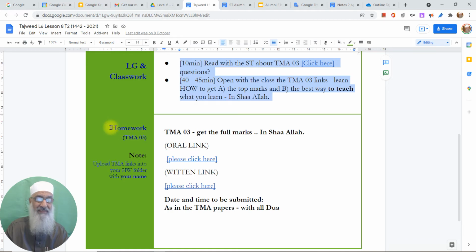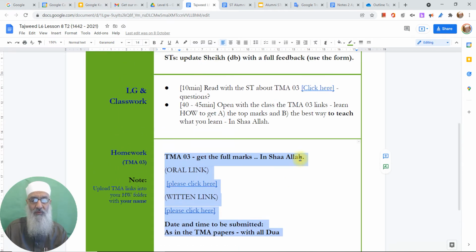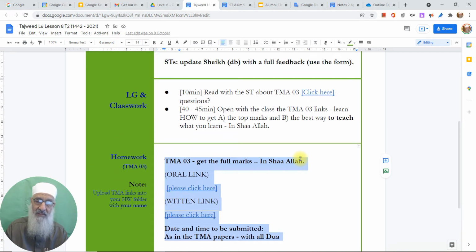The third part is always homework. We have it here because it is lesson 8, and we have the TMA 03, of course. We had some discussion, and I hope you will think more and more. We need to let the students do the TMA during the lesson as closed book.